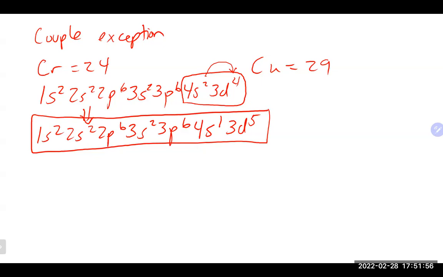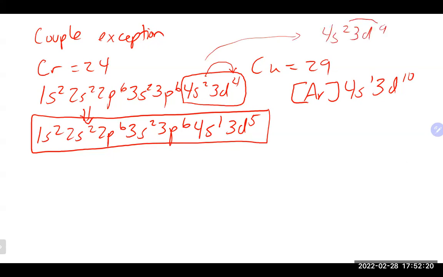Copper is pretty much similar. Copper is argon, 4s1, 3d10. It actually has 1 more electron up there in the d orbital. It's really the same exception, except that if you sort of wrote it for copper at the end, it would be 4s2, 3d9. It has that extra electron up there in that d.